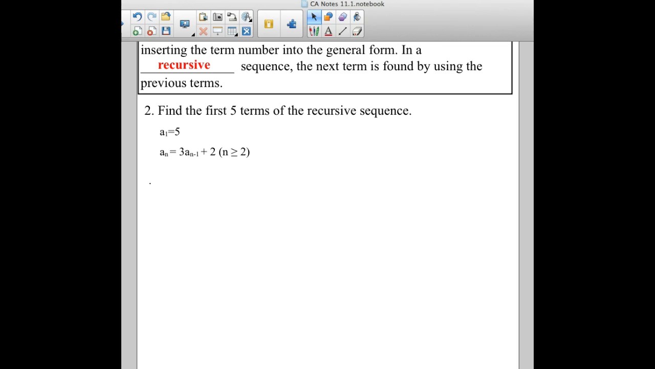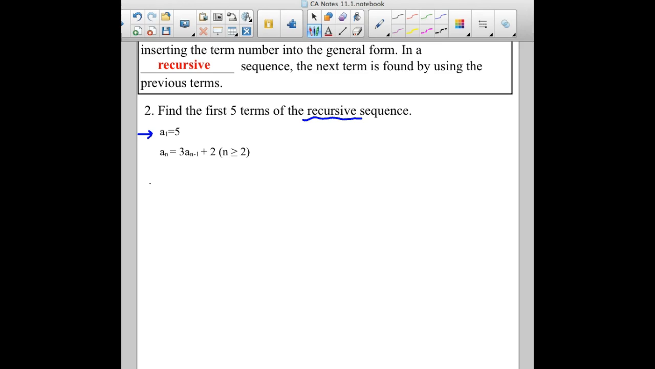Question 2. Find the first 5 terms of the recursive sequence. Now there's a couple things that should jump out at you to let you know that this is a recursive formula versus an explicit one. A recursive one is going to have to tell you the first term, which it does here. It says that our starting number is a 5. We have to know that because all the terms after that are based on the previous numbers. So we have to have a starting point.